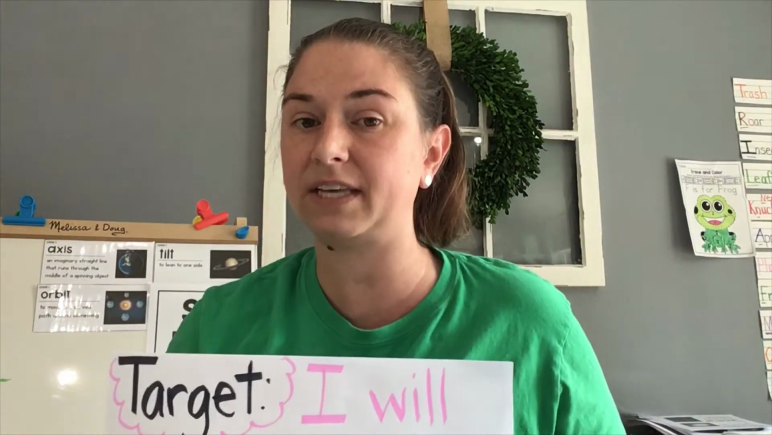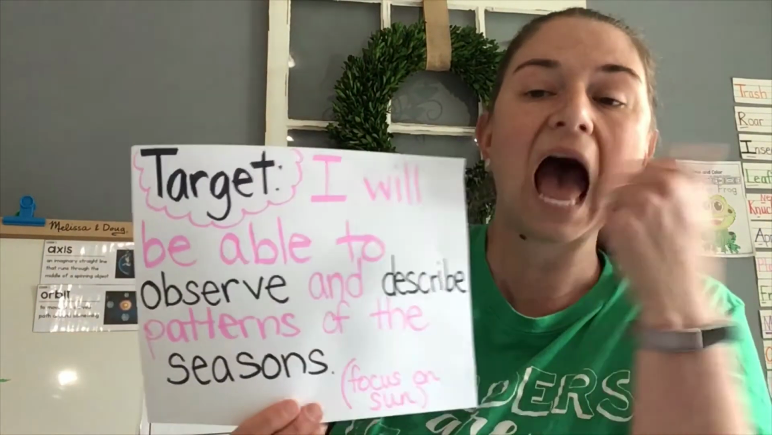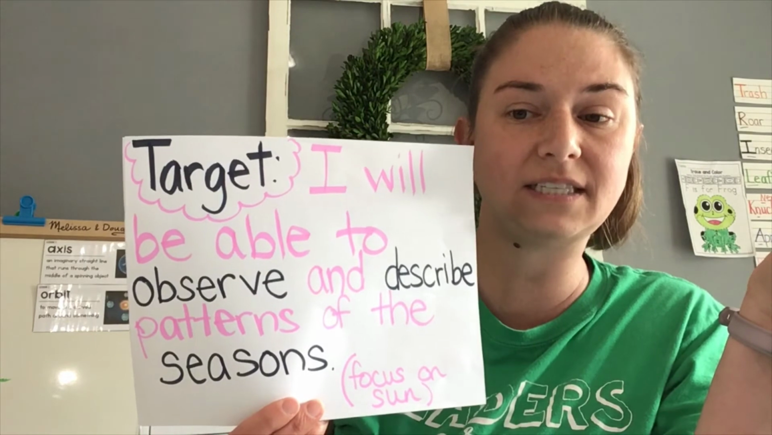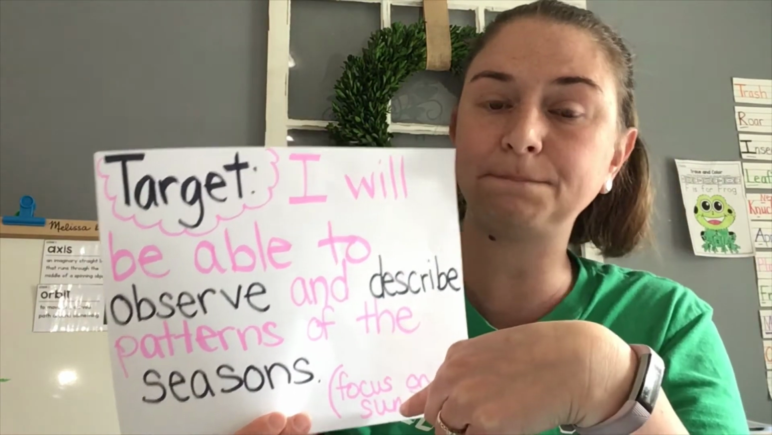Okay? Now that we know how the sun affects all of our 4 seasons, let's revisit our target and talk about our assignment for this week. So we said, I will be able to observe and describe patterns of the seasons with the focus being on the sun. So we know that the sun affects our seasons. When we're tilted towards it, we have certain seasons. When we're tilted away from it, we have other seasons, okay? So you are going to observe and describe them for me.